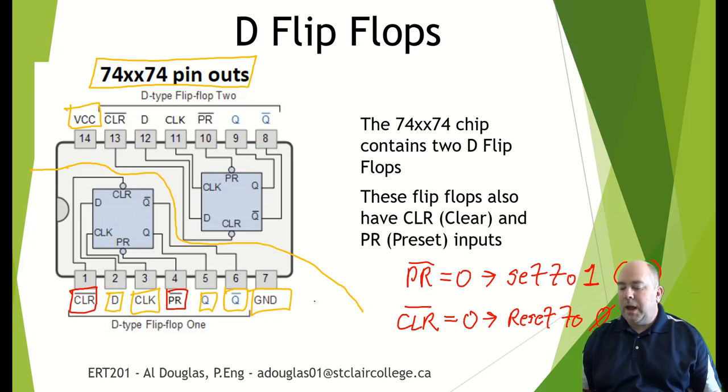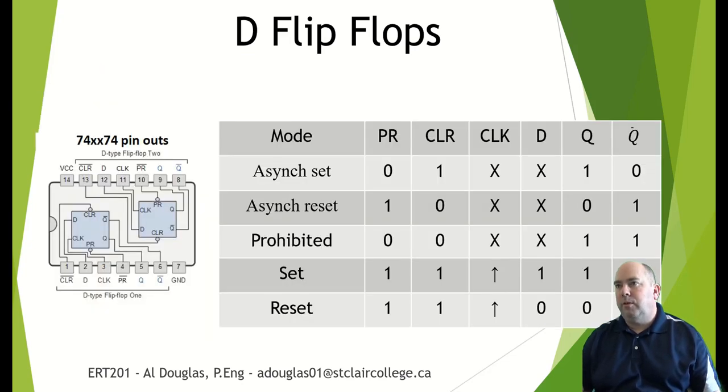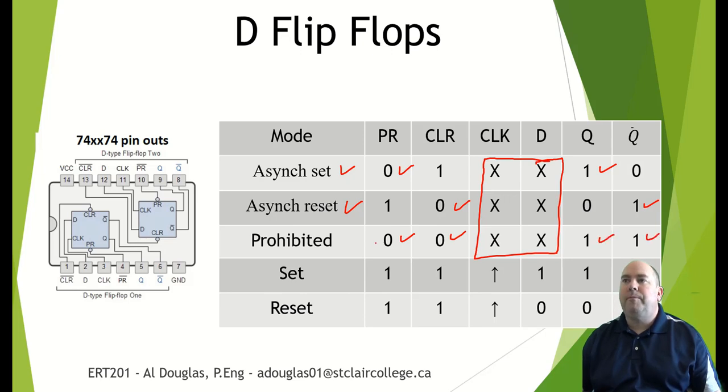Okay? And that operates independent of the data and clock signal. So if you look at this here, we call this asynchronous set and asynchronous reset. So we're saying it doesn't matter what these signals are doing. If you make this a 0, you're going to get Q. If you make this a 0, you're going to get Q bar. If you turn them both to 0, you're going to get this prohibited condition where they're both on. You don't want that.